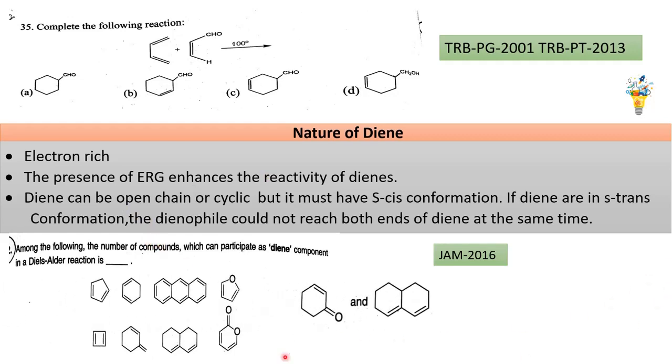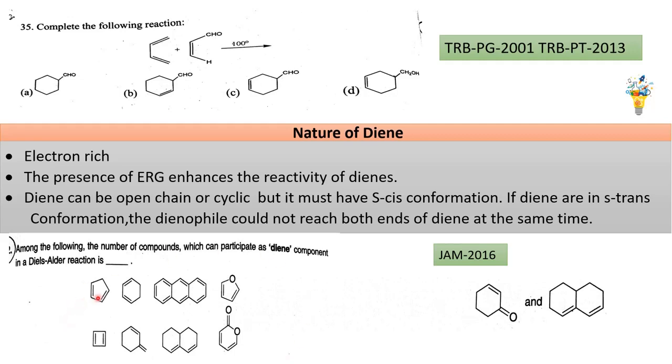See the compounds. The first one is in the cis position, and here it is the cis position. Here also cis positions are there, so it will be involved. A compound may be open chain or cyclic. So here the cyclic compounds are here. It is also a cis position. Here also cis combination.